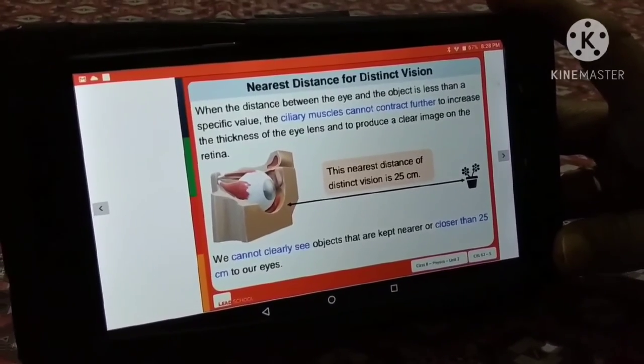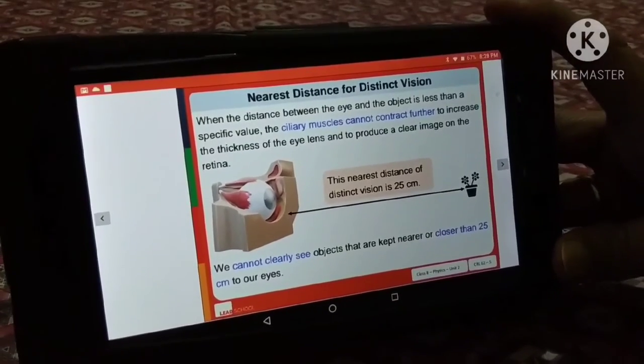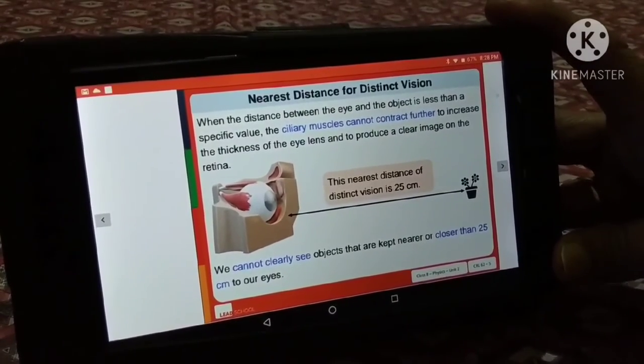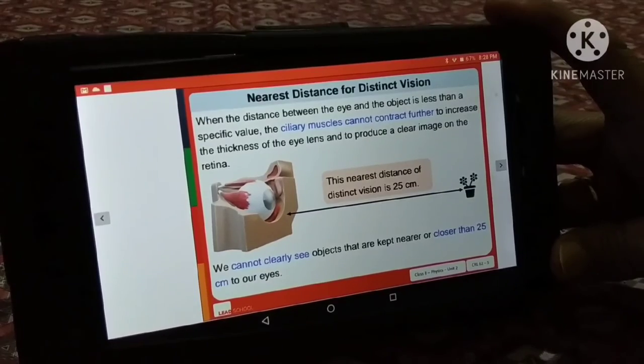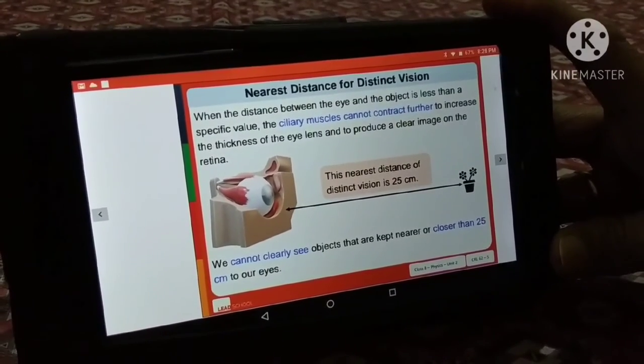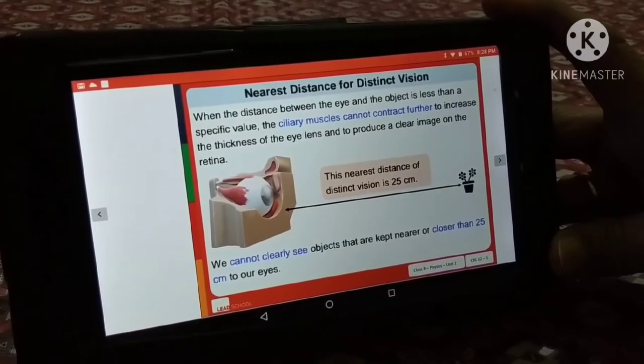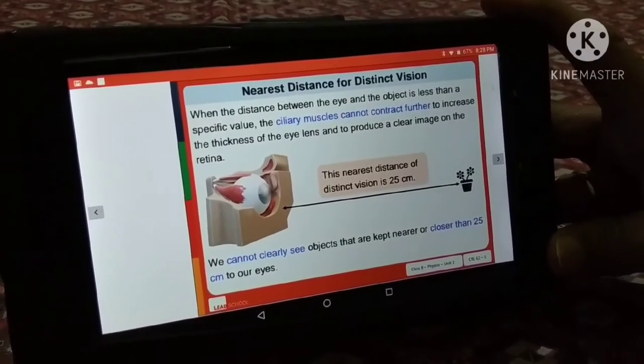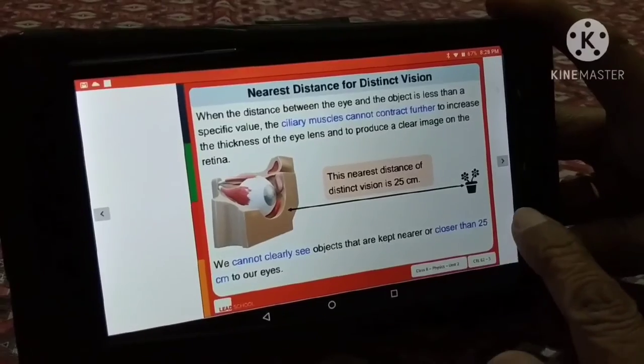This nearest distance of distinct vision is 25 centimeters in humans. So we cannot clearly see the objects that are kept nearer to or closer than 25 centimeters to our eyes.